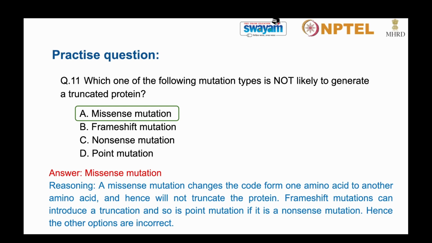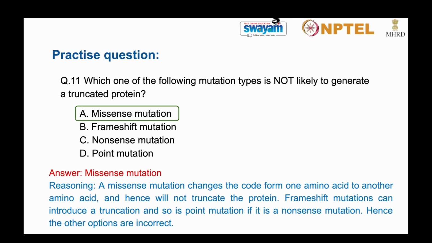Instead of glutamic acid, there is a valine, but still that protein is complete. Hemoglobin protein is complete. The amino acid chain is 141 amino acids long. It is not truncated. That is what I am saying. So the question is also the same, which is not likely to generate a truncated protein.